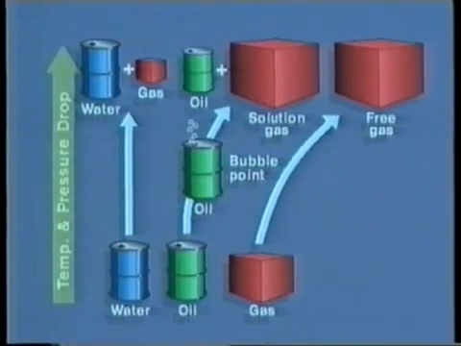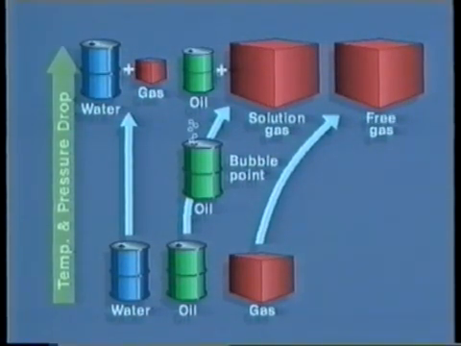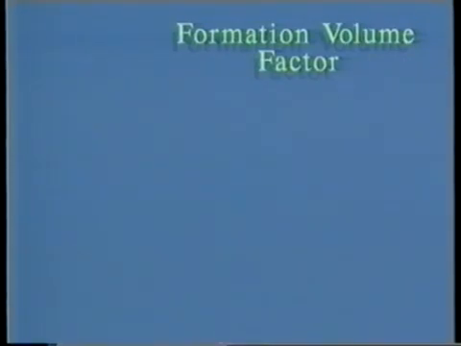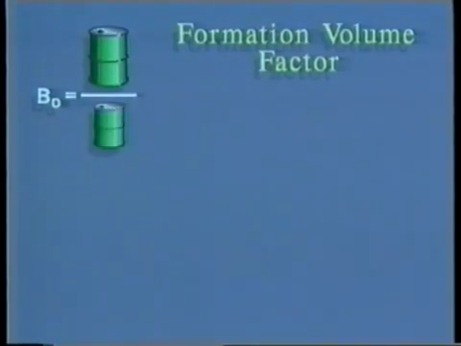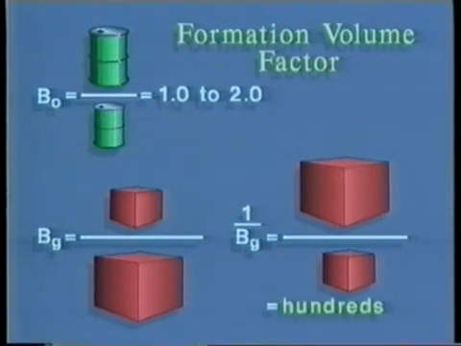Gas that comes out of solution is called solution gas, while gas produced from the formation is termed free gas. The dramatic changes in gas volume are a function of gas gravity as well as pressure and temperature. The relation between the downhole and surface volumes is called the formation volume factor, defined as the oil or gas volume at reservoir conditions divided by the volume at standard surface conditions. The oil formation volume factor is typically about 1.0 to 2.0, and the gas formation volume factor is often expressed as its reciprocal, which has values in the hundreds.